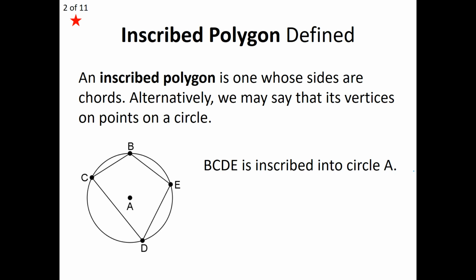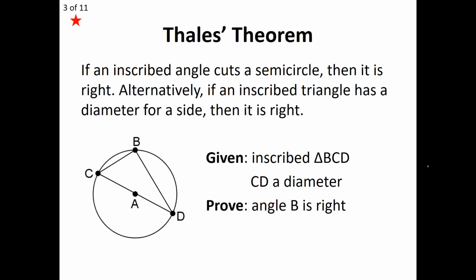Because we're working with inscribed polygons by definition, notice that each of the four angles, angles B, C, E, and D, are also inscribed angles. So it's a follow-up of seeing what this inscribed angle theorem actually does for us as we begin to inscribe special polygons inside of our circle. Let's jump into our theorems for this lesson.